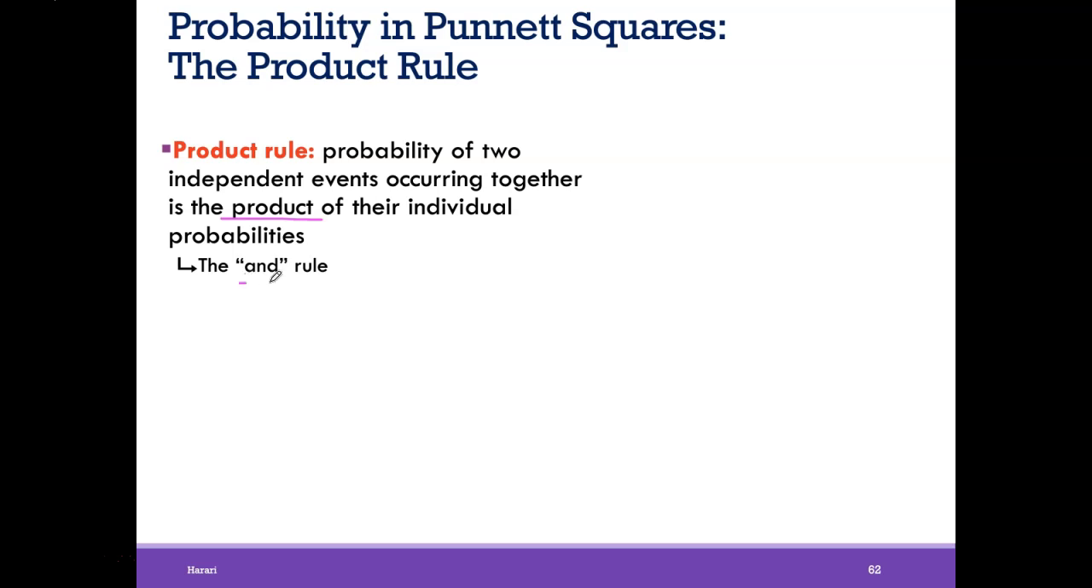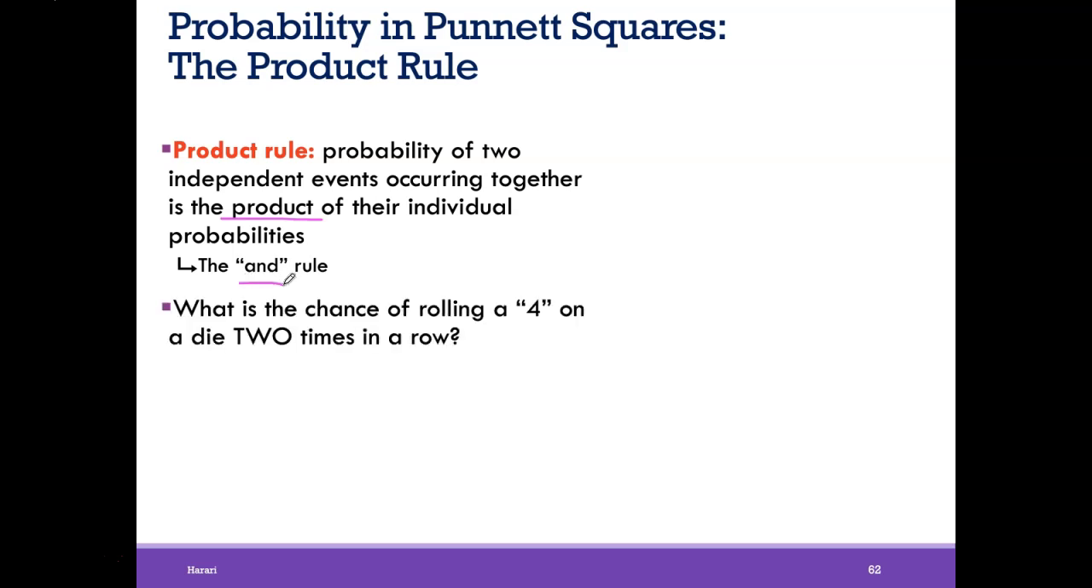The product rule is also known as the AND rule because it tells you the likelihood of one thing happening and another thing happening at the same time. So what is the chance of rolling a 4 on a die 2 times in a row? This is another way of saying, what is the chance of rolling a 4 and rolling another 4?